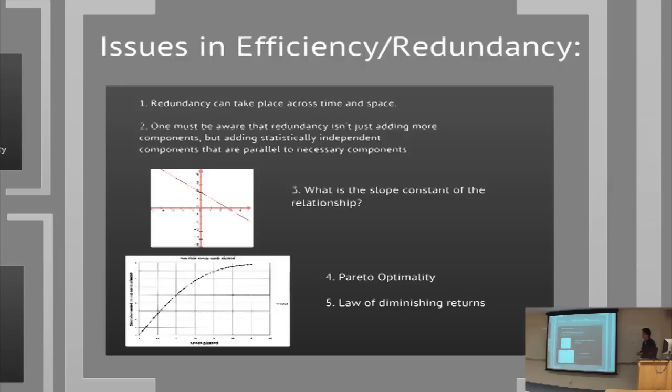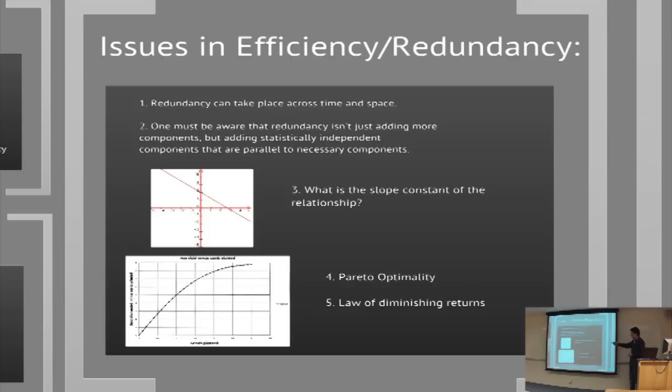One must be aware that adding redundancy isn't just adding components. It's adding statistically independent components that are parallel to necessary components. Like I showed over here, this entire part is a necessary module for your entire plan. If I add extra components to match that, then it's redundant. But if I add another module and another module here, that doesn't make it more redundant. If I put engines here and engines here, that would mean this engine will only activate after this engine is activated. So that's not redundancy. That actually makes your system even more vulnerable by adding more aspects to your plan.